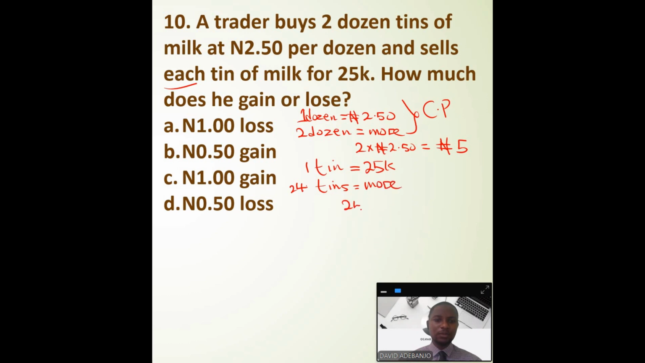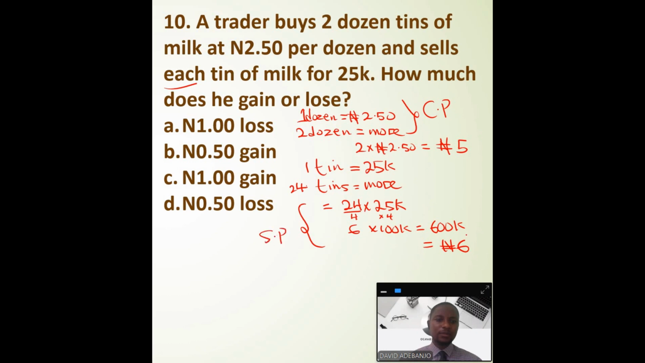So the more is 24, the less is 1, then you multiply 24 by 25. So when you do just that, let me teach you a trick. You can divide this by 4 and multiply this by 4. And this will give you 6, and this will give you 100 kobo. So when you multiply, you have 600 kobo. And you know 600 kobo is equivalent to what? 6 naira.